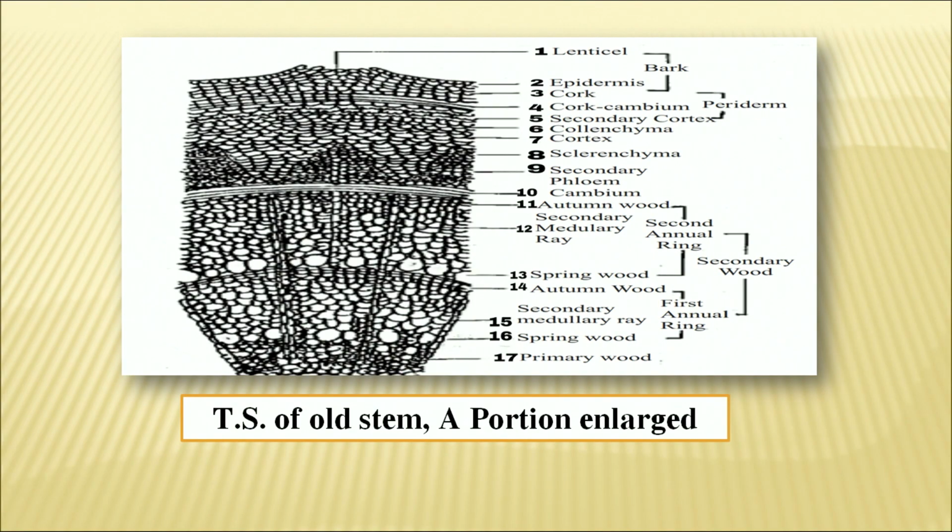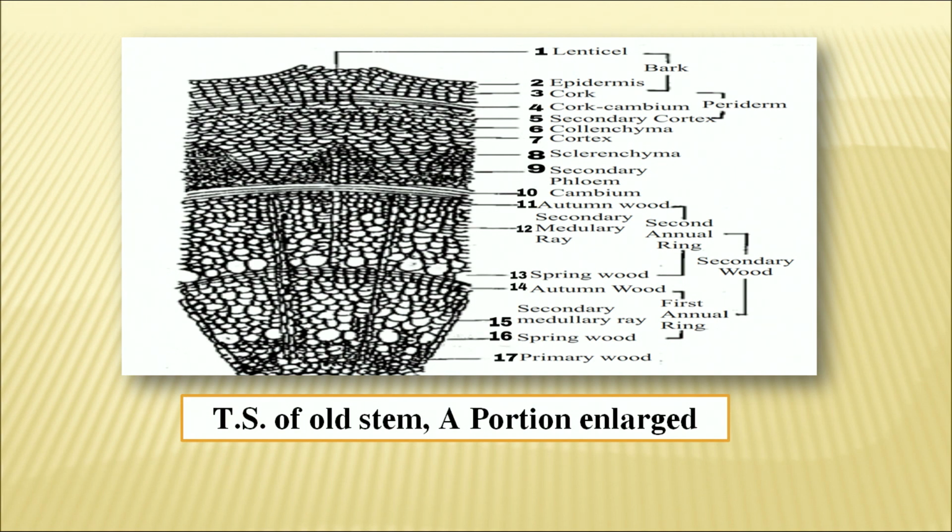Do you know dalchini, which is a very famous condiment? It is a bark, and so many other spices are actually obtained from the barks of certain trees. Barks of certain trees are used as medicine as well. So, let us move to the TS of an old stem, and a portion has been enlarged, just have a look and then we will move forward. I want you to focus on bark.